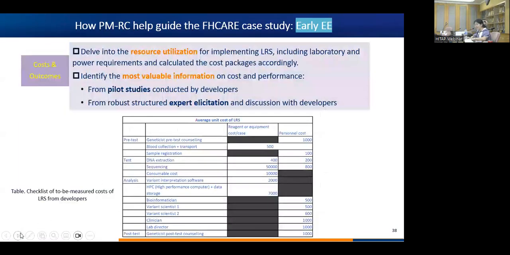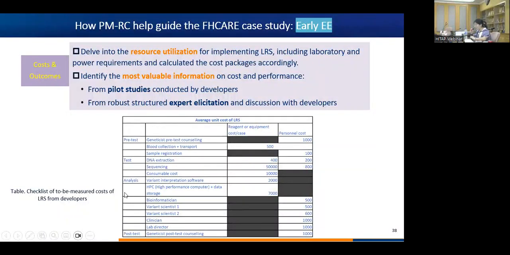Next, please. We delve into the resource utilization for the whole process of implementing this new technology LRS, including laboratory and manpower requirements. This helped to update the checklist of to-be-measured cost and calculate the package cost of LRS. The table below shows the included cost per components per sample based on the logics for the LRS.